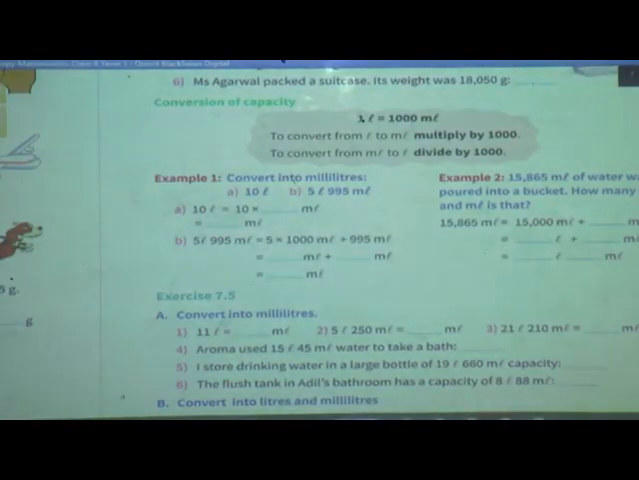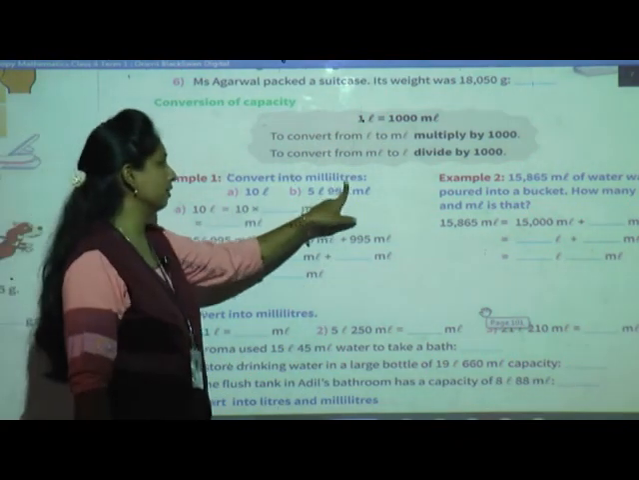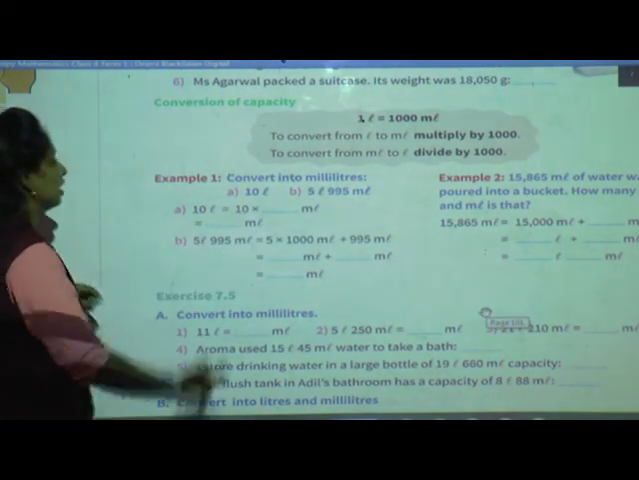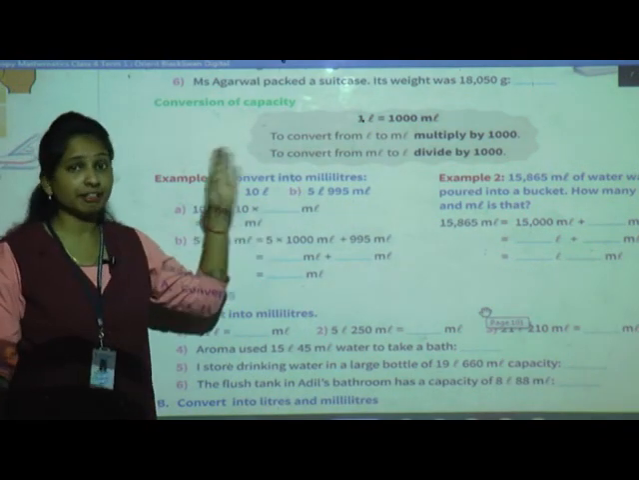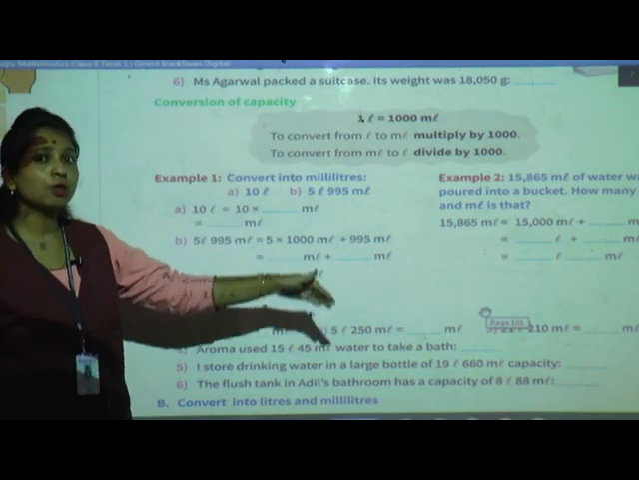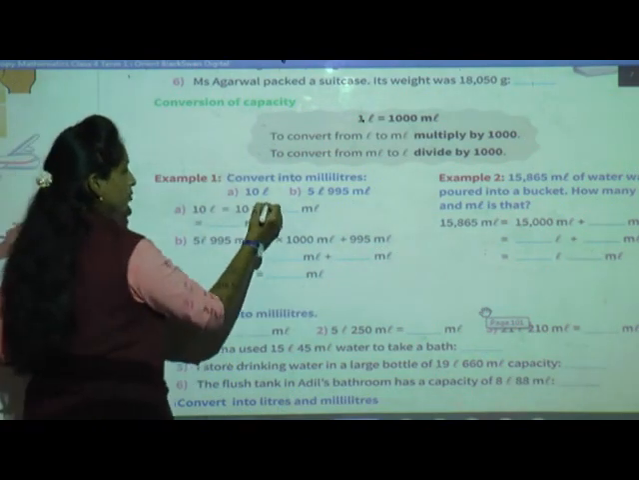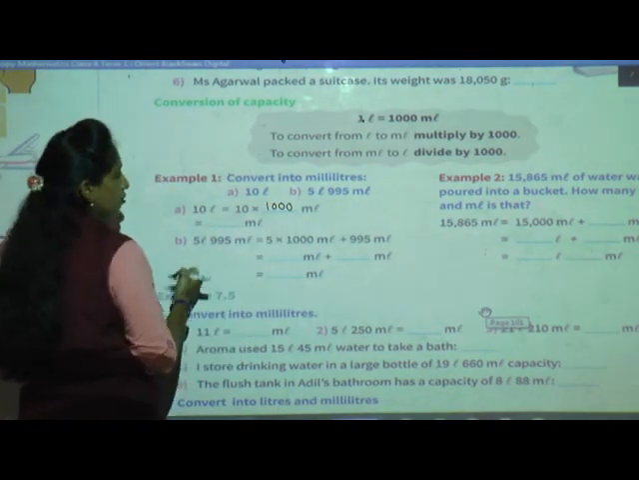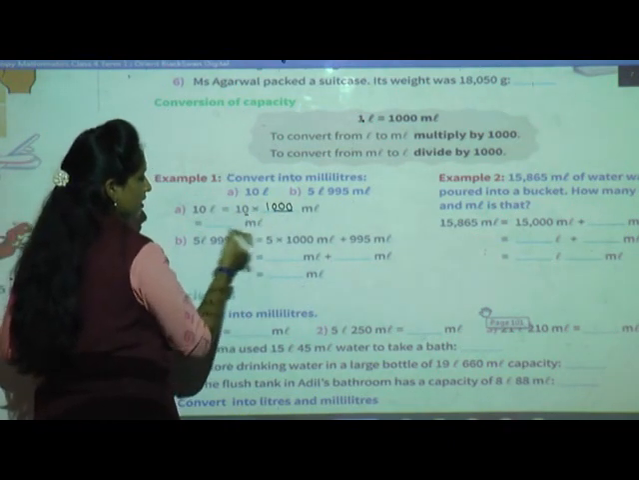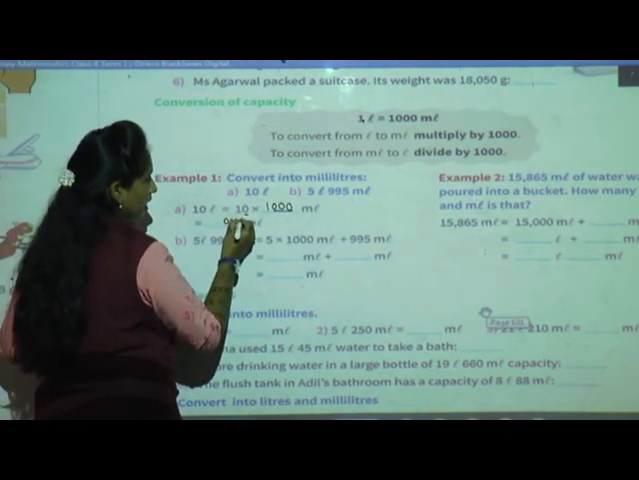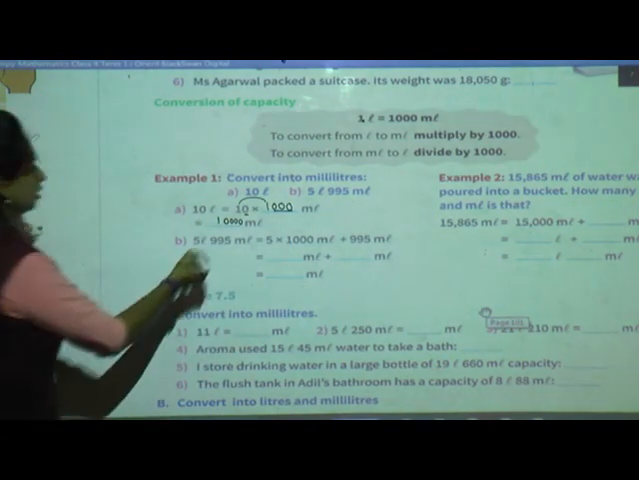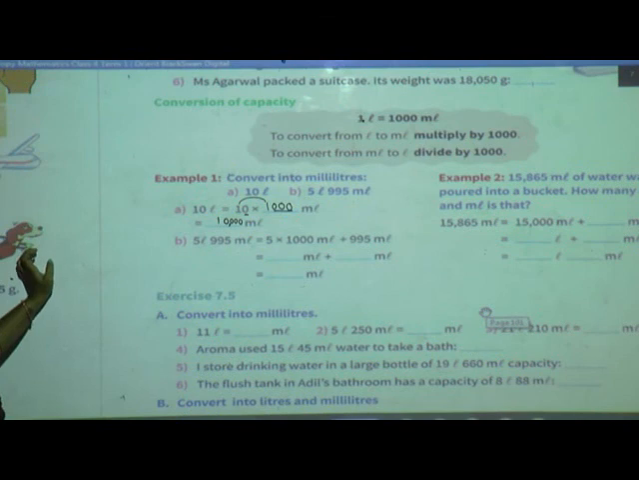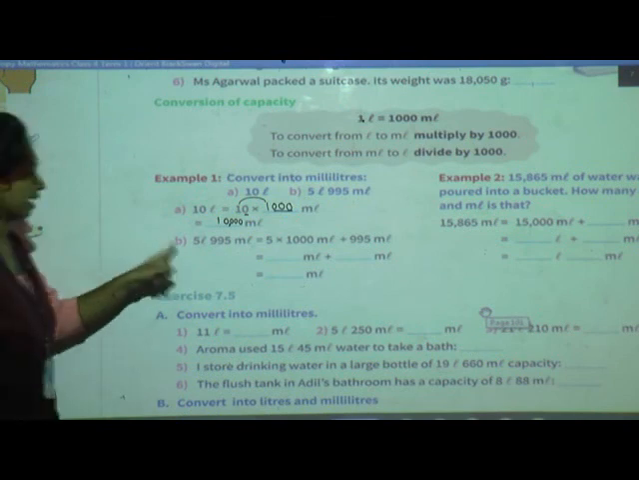Okay, now we will solve these two examples. Convert into milliliters, A and B. Now 10 liter they had given. So to convert liter to milliliter, liter is higher, higher to lower, multiply by 1000. I will multiply it by 1000. Now 3 zeros plus 1 zero, how many zeros? 4. And 1 ones are 1. So how many milliliter? 10,000 milliliter. Got it? The second example.